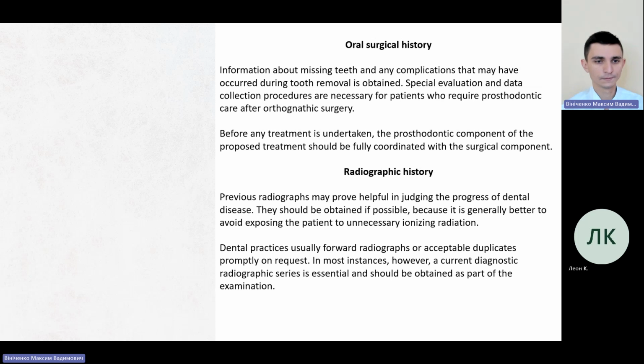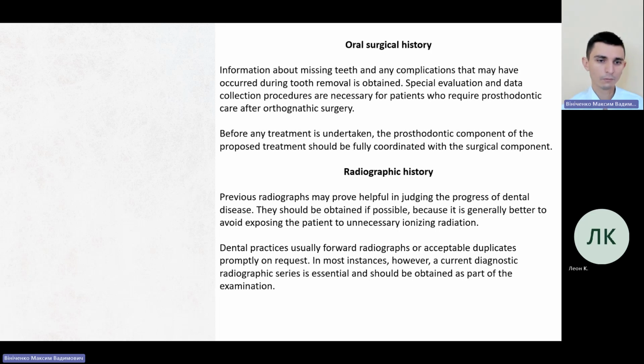Oral surgical history. Information about missing teeth and any complications that may have occurred during tooth removal is obtained. Special evaluation and data collection procedures are necessary for patients who require prosthodontic care after orthognathic surgery. Before any treatment is undertaken, the prosthodontic component of the proposed treatment should be fully coordinated with the surgical component.